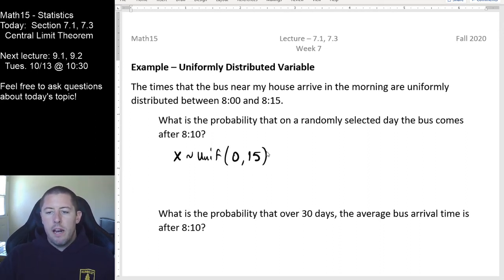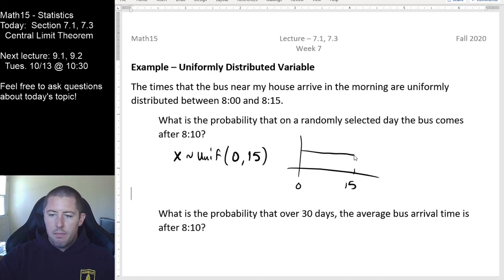So what's the probability that on a randomly selected day the bus comes after 8:10? Well, I'm just going to use how I know to compute probabilities with a uniform distribution, which is draw a picture and compute it. So I'm noticing here that we are looking at 0 to 15. I should have a rectangle shaped distribution right here. Since this width right here is 15, it must be the case that this height then is 1/15. So that 1/15 times 15 gives me the total area of 1 that's going to be underneath the curve.